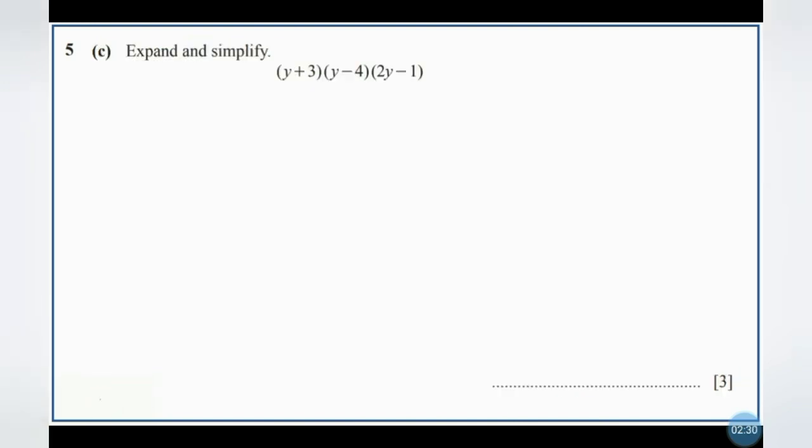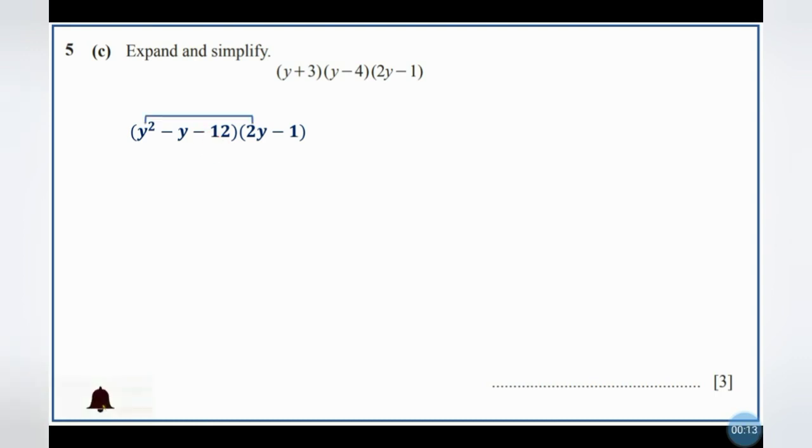Okay, next letter C. Expand and simplify. If I want to expand and simplify this one, I have y plus 3 times y minus 4. I will just multiply those two expressions first, and after that I will multiply it by 2y minus 1. If I expand these two brackets, it will become y squared minus y minus 12. And then I will multiply that with 2y minus 1, which is the third expression that I am multiplying. To expand further the brackets, I have to multiply each of the 2y and negative 1 to y squared, negative y, and negative 12. So let's start with 2y.